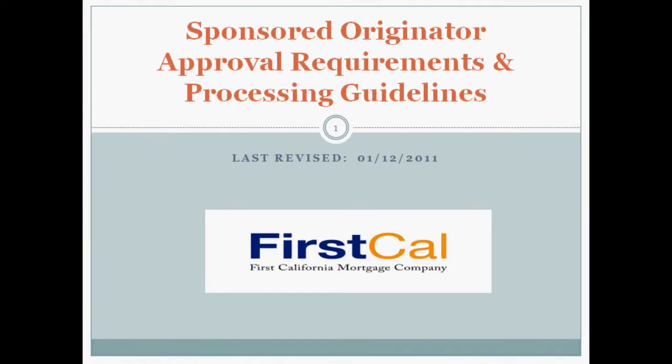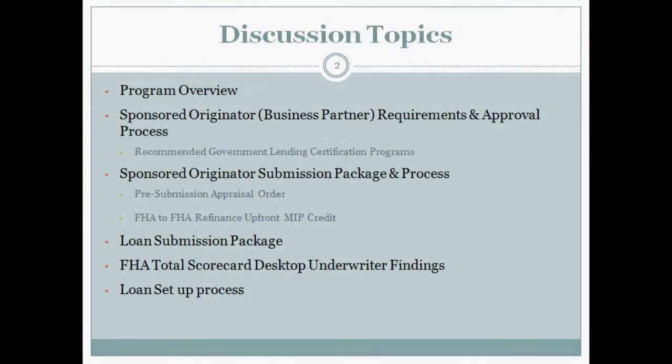The following presentation will provide you with information about First California Mortgage's sponsored originator approval requirements and processing guidelines. The discussion topics for today will be program overview, the sponsored originator requirements and approval process, the sponsored originator submission package in process, the loan submission package, the FHA total scorecard desktop underwriter findings, and the loan setup process.